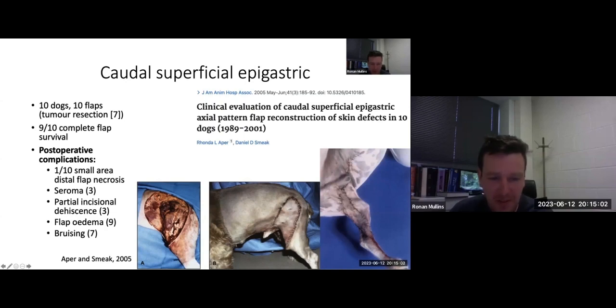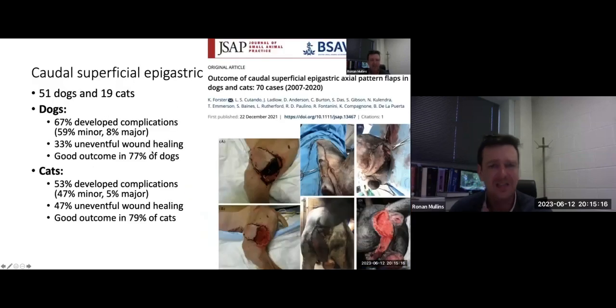as an open wound for a period of time, and then use of the ipsilateral caudal superficial epigastric. And this would be the more typical use of that flap down along the medial aspect of the thigh and onto the crus region. This is that more recent study from Foster.